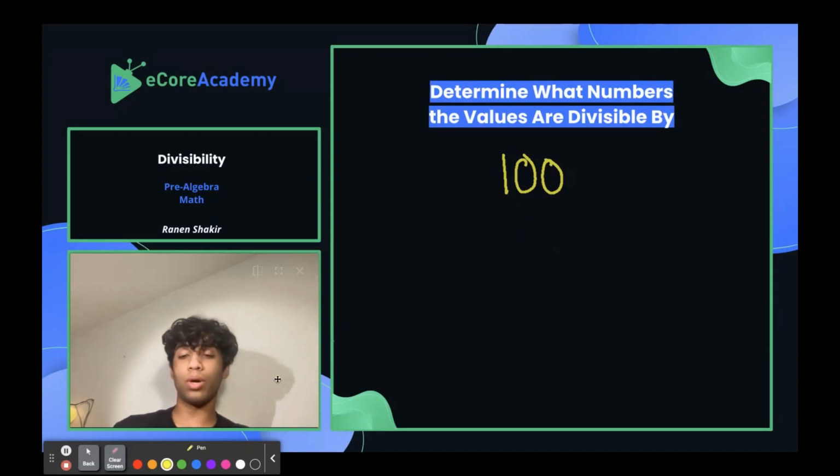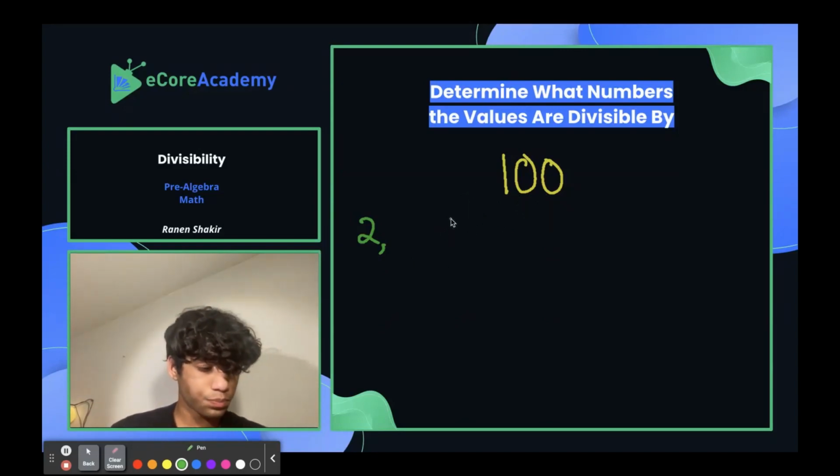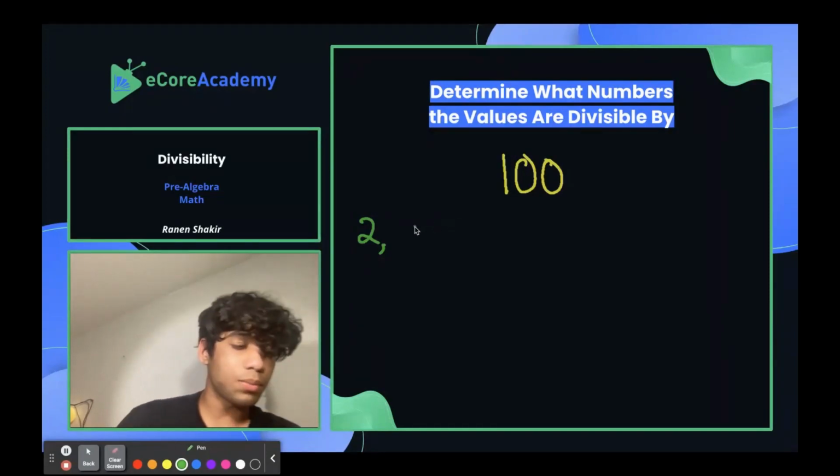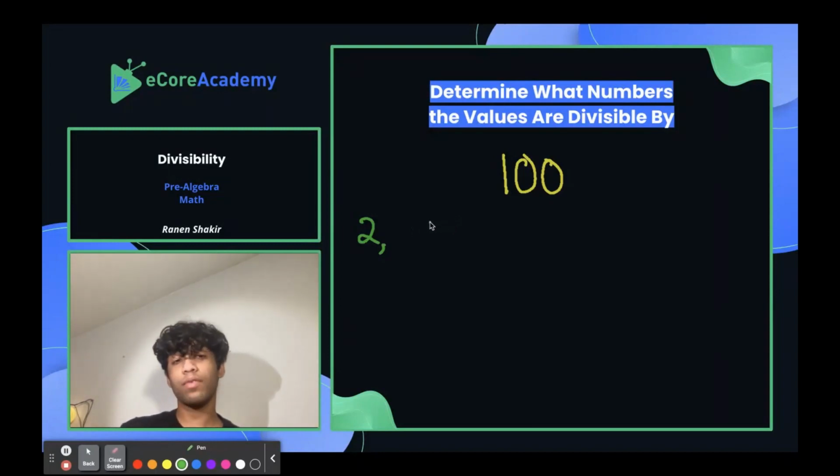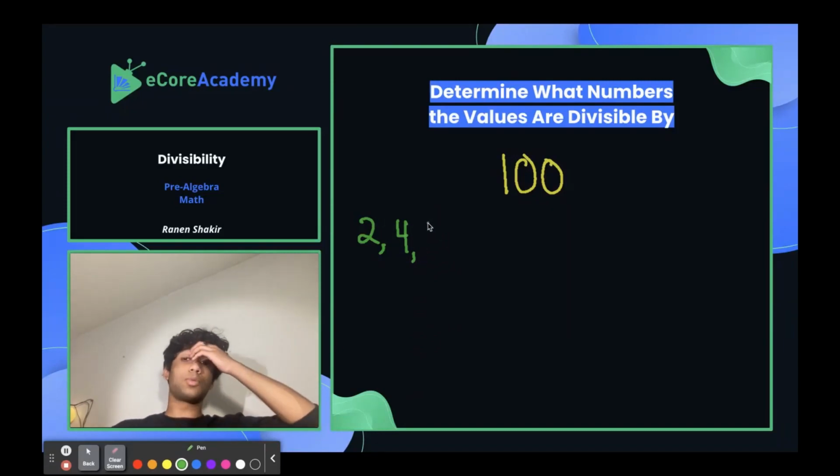So off the bat, hopefully you put that this number is divisible by 2 since it ends in a 0 or an even number. So this is divisible by 2. Hopefully you didn't put 3 because 1 plus 0 plus 0 is 1, which is not divisible by 3. Hopefully you put 4 because this number is divisible by 4. It is divisible by 4 25 times. If you know your quarters, you see 25, 50, 75, 100. You know that 100 is divisible by 4. What else we got? 5, yes it is, ends in a 0 or a 5.